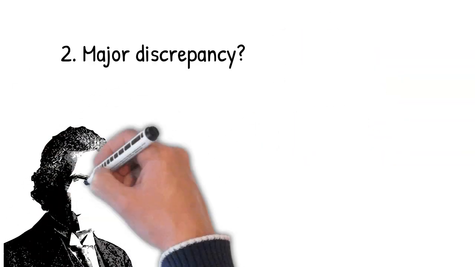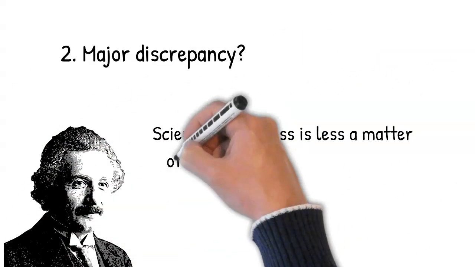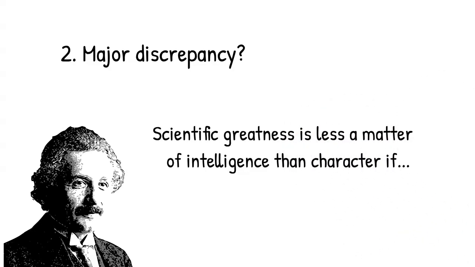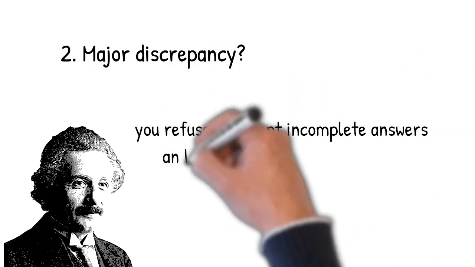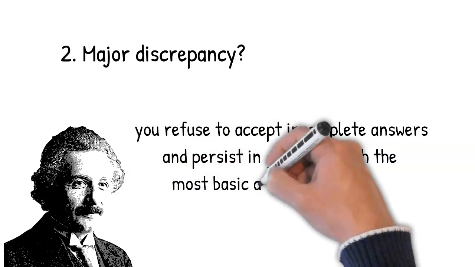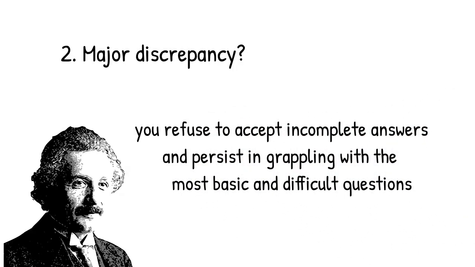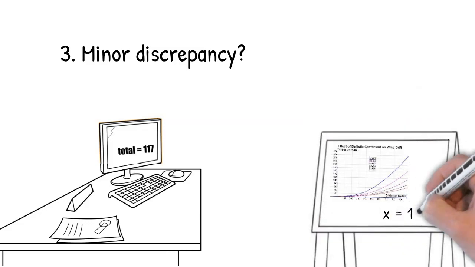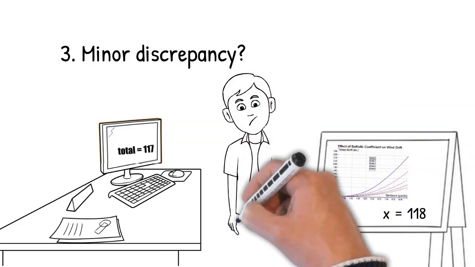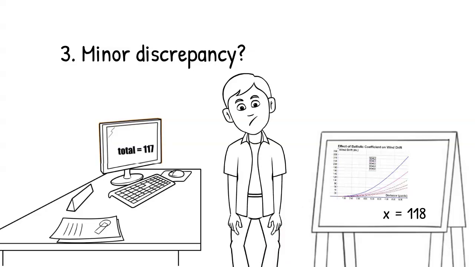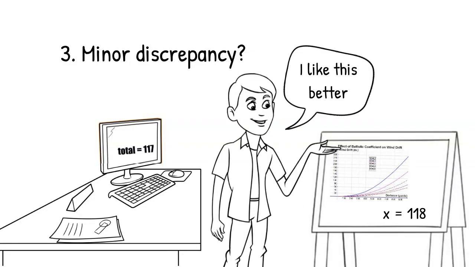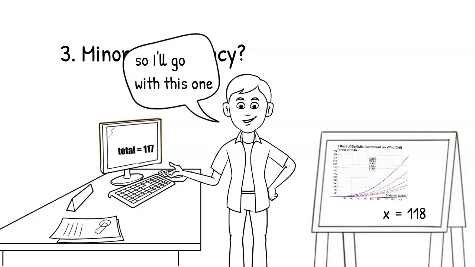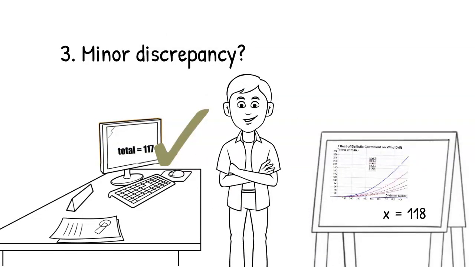Remember Einstein's insight that scientific greatness is less a matter of intelligence than character if you refuse to accept incomplete answers and persist in grappling with the most basic and difficult questions. 3. Be aware that you may find small discrepancies due to rounding and slight differences in methodology that can't be resolved. If so, give preference to figures that are contrary to your viewpoint and use the most cautious, plausible interpretations of the data. This shows that you're more serious about the truth than reinforcing your own views.